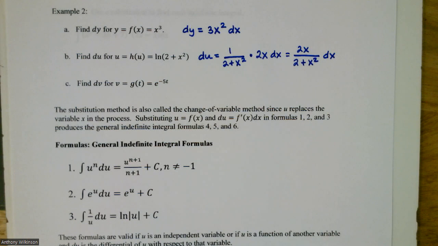And in part C, you're going to find dv for v is equal to g of t equaling e to the negative 5t.